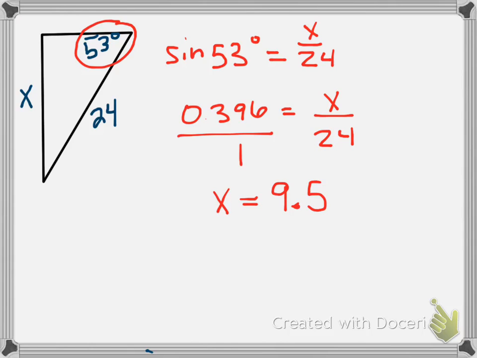Now when you start doing these, you're going to start noticing a pattern. If your variable is on the top, and your other number is on the denominator, all you're going to do is cross multiply the sine of 53 and the denominator. Okay, so here we have x equals 9.5.